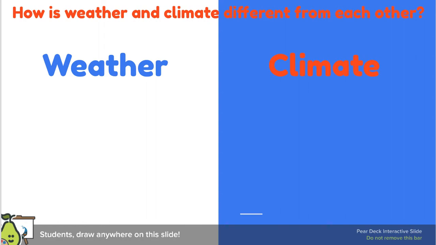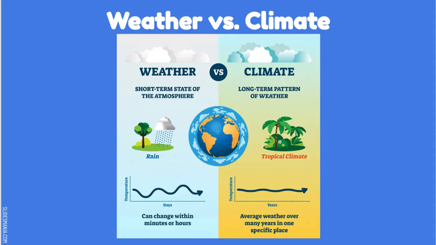Now that you have some time to jot down your idea, let's take a look at weather versus climate. So right here on the left, I have weather, and on the right, I have climate. Weather is the short-term state of the atmosphere, like raining. We may have days that it rains, days that it's sunny. For example, based on the weather forecast, it is going to rain in San Mateo tomorrow, on Friday.